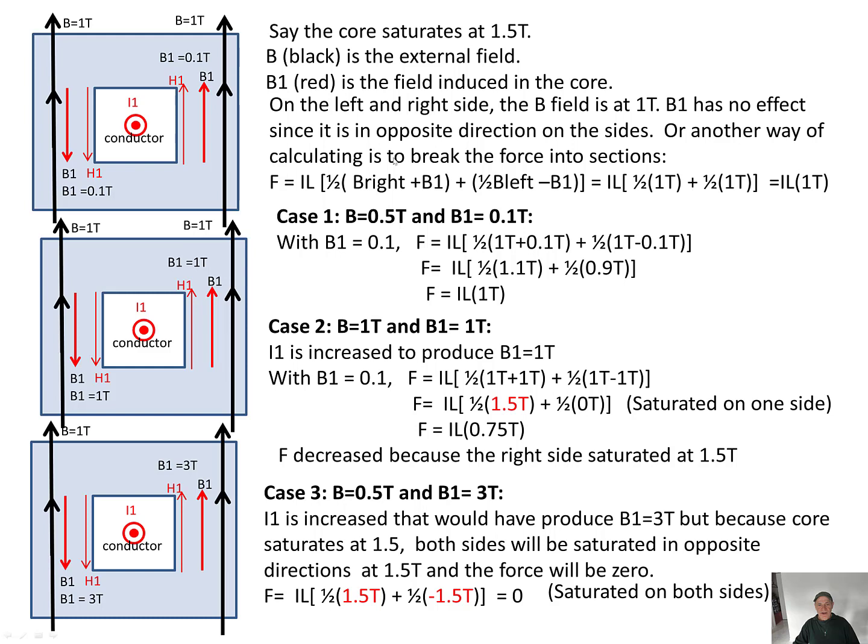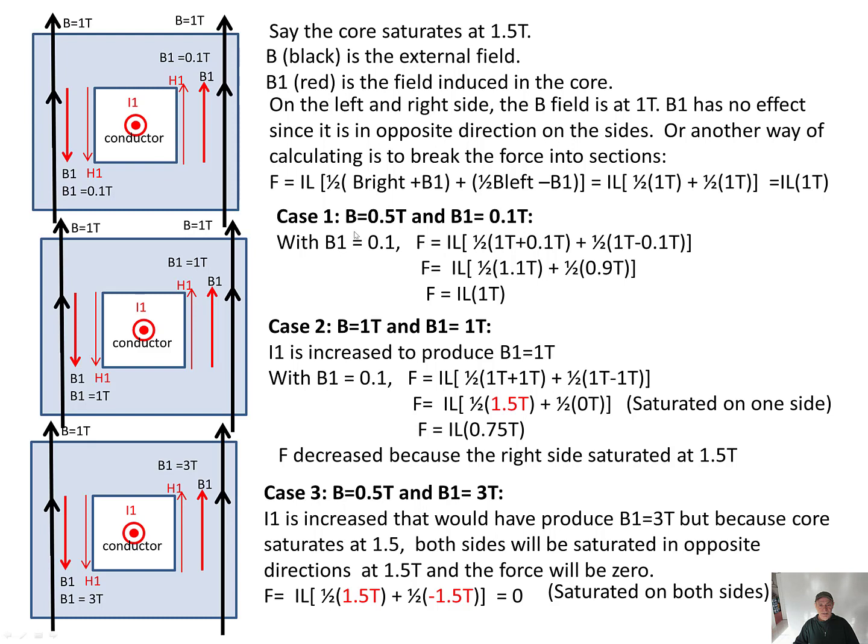Or another way of calculating is to break the force into sections. So we'll break the force for the left side and right side. F equals IL times 1/2 B right plus B1 plus 1/2 B left minus B1 equals IL times 1/2 1 Tesla plus 1/2 1 Tesla equals, that's if there's no current in I1.